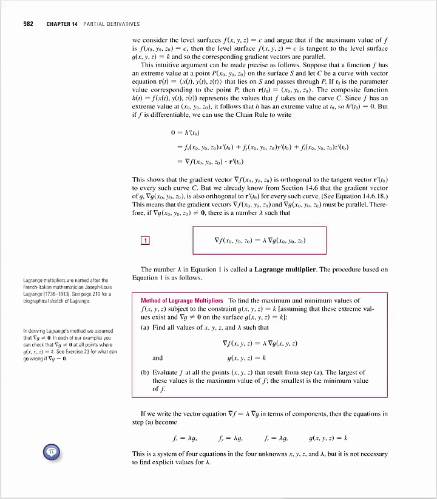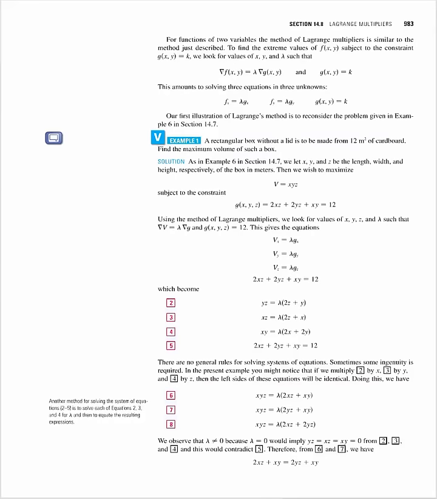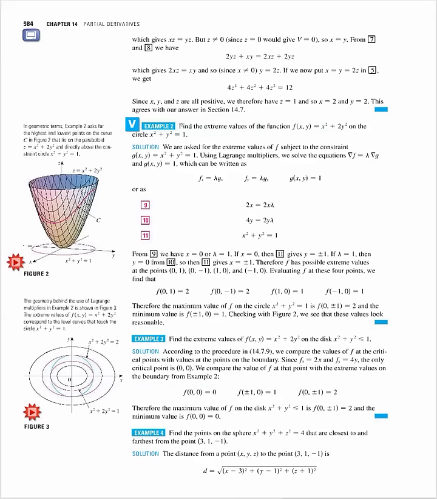The rest of the section that we're going to cover is examples, and you want to pay very close attention to what's going on in examples 1, 2, 3, and 4. These are all really good examples of using Lagrange multipliers to optimize a function with respect to a constraint.